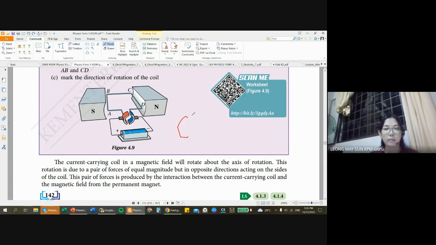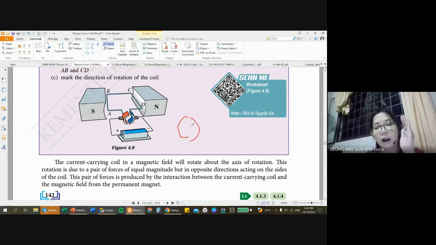All right, this is known as a commutator. The commutator's main function is so that the current coming out is always in the same direction. For example, if I consider this as terminal X and this as terminal Y, the current will always enter this side positive and come out here negative for a motor. The commutator's main function is to keep the current entering or coming out always in the same direction.